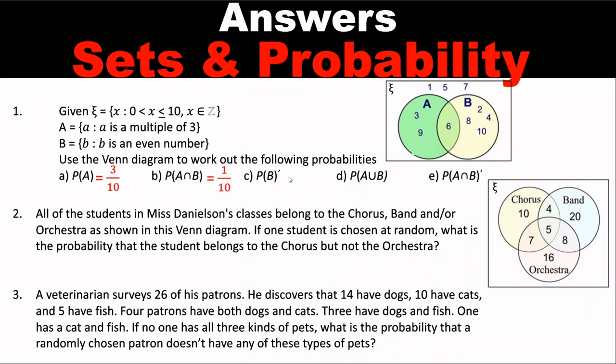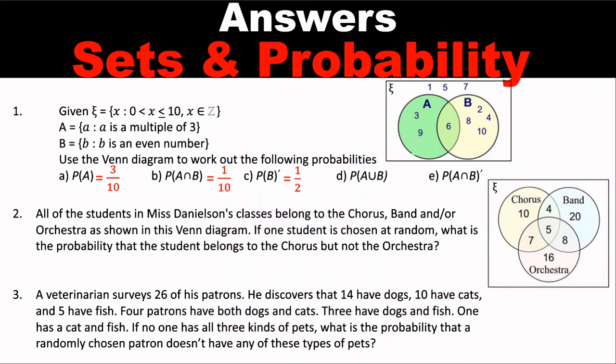Next, the probability of a number that's not in B. Have a look at how many numbers are not in B. These are the values that are in B, and there are 1, 2, 3, 4, 5 which are not in B. That's 5 out of the total number of values in the universe, which is 10, and 5 out of 10 is equivalent to 1/2. Try to simplify your fractions whenever you can.